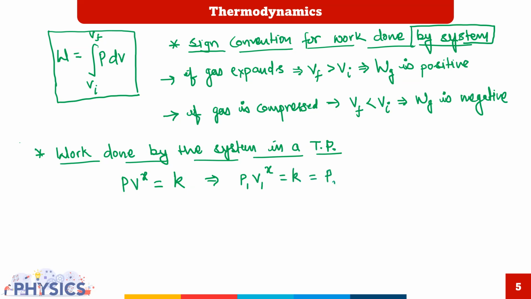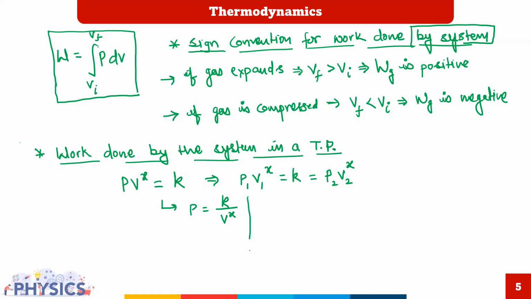And I can write this as P2 V2^X. So I'm going to use this instead of K. Now, from this, I can write P as K divided by V^X. K, remember, is a constant. It is not the Boltzmann constant or anything. I have taken it as a general constant because I have already used C for specific heat capacity and those other letters are not available. So I used K as a constant.